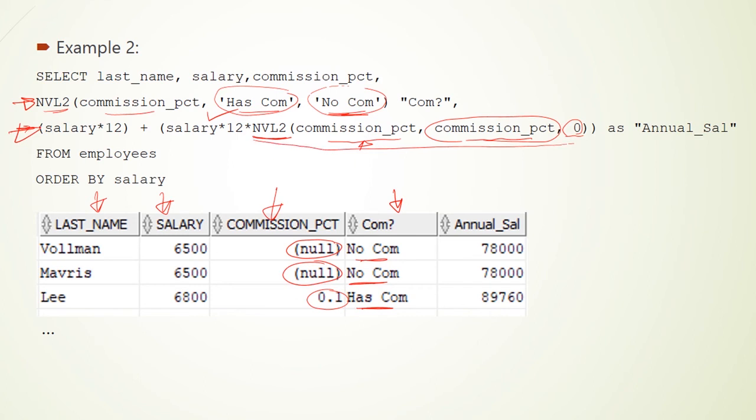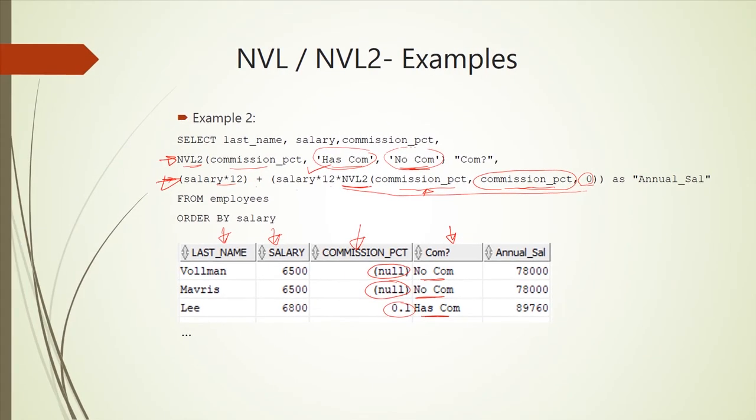So here the last expression returns the annual salary of the employee. If the employee has a commission null, the expression returns salary multiplied by 12. If the employee earns a commission, the annual salary in this case will be salary multiplied by 12 plus salary multiplied by 12 multiplied by the commission. So this is how to use NVL and NVL2 functions in Oracle SQL.